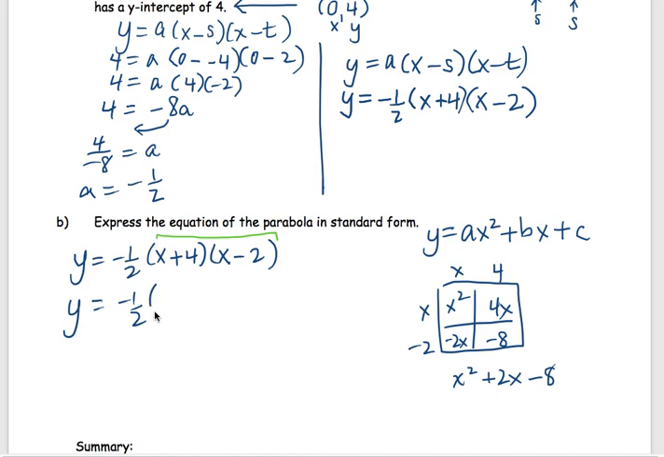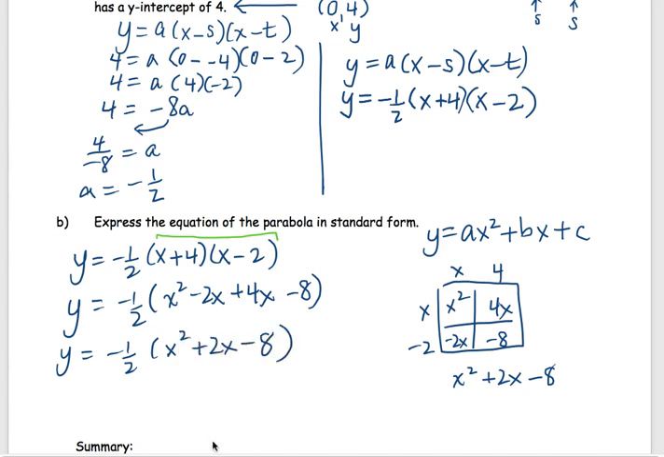If you're foiling it out, remember you're going to go first, outer, inner, last. These methods are the exact same, just one organizes it more visually. Here you just have to remember all the FOIL steps. So when we clean that up, we will get this here. Okay, so we're almost there.